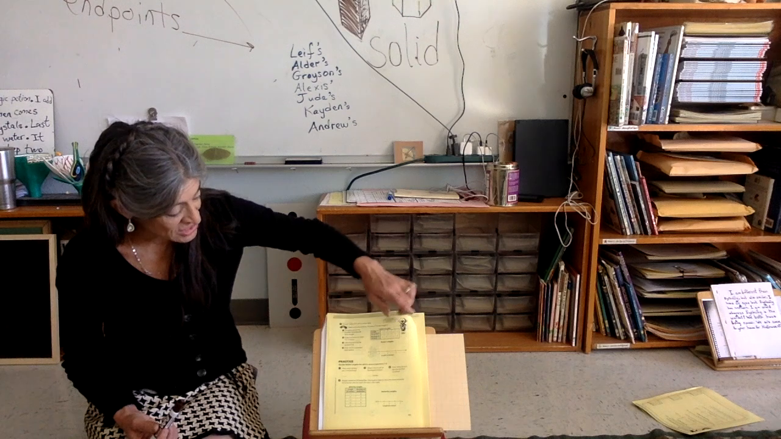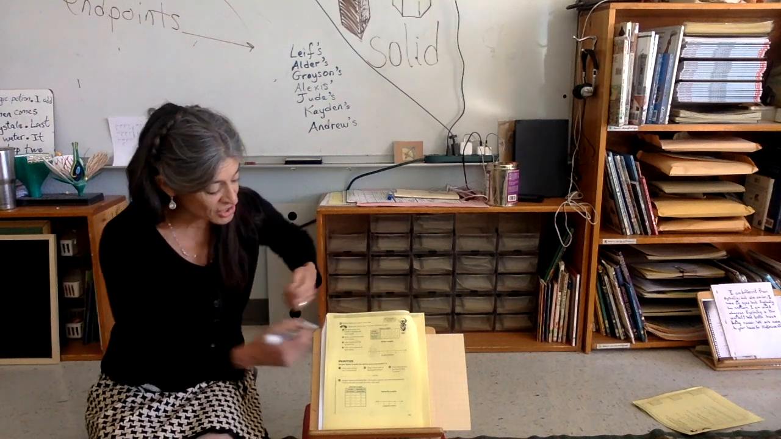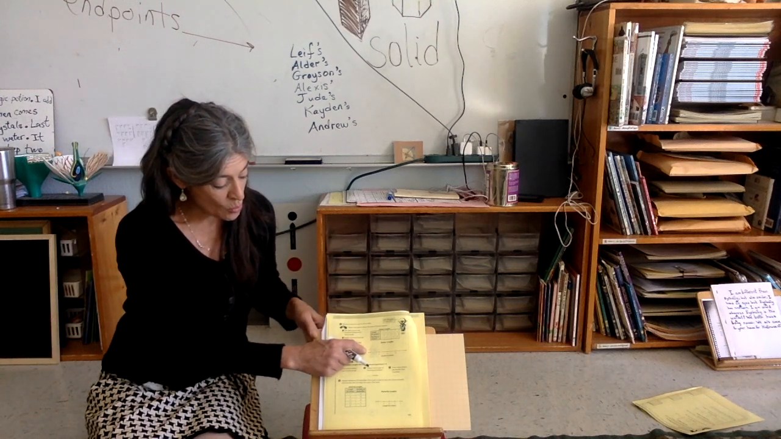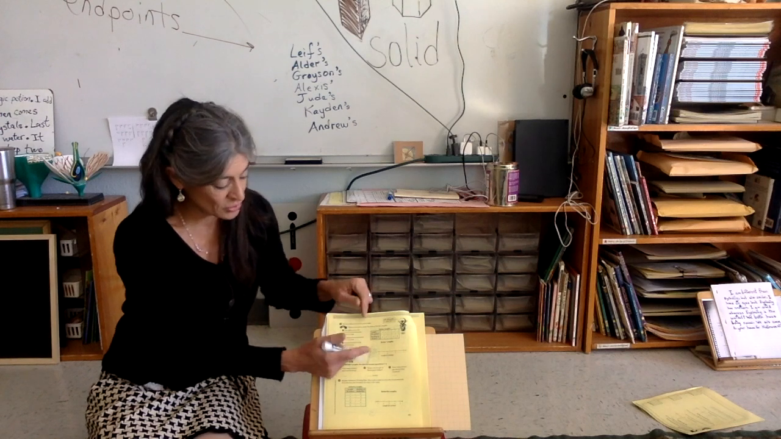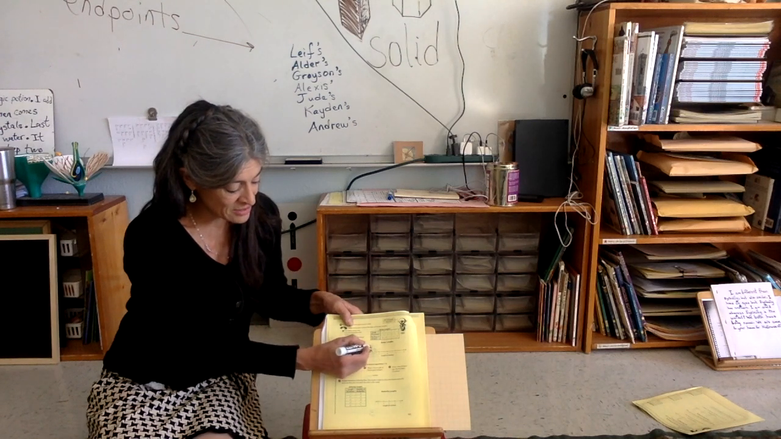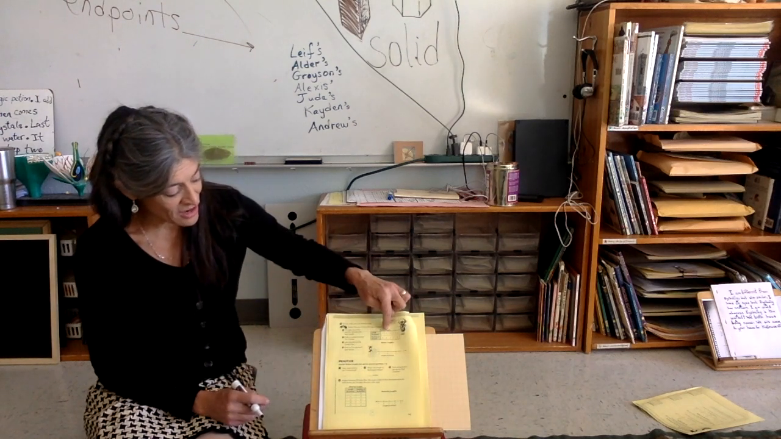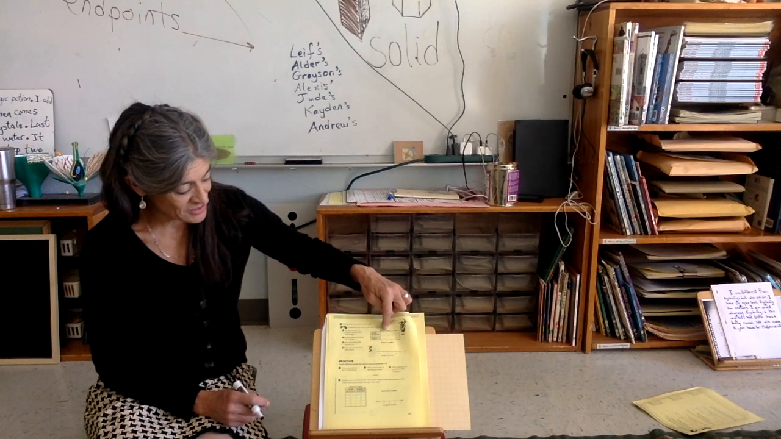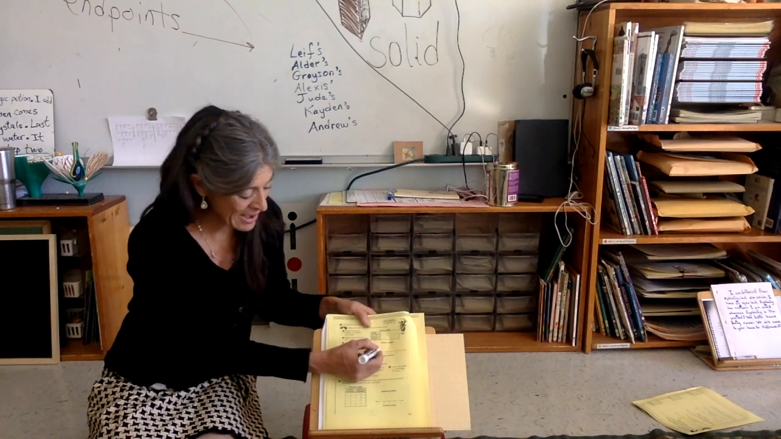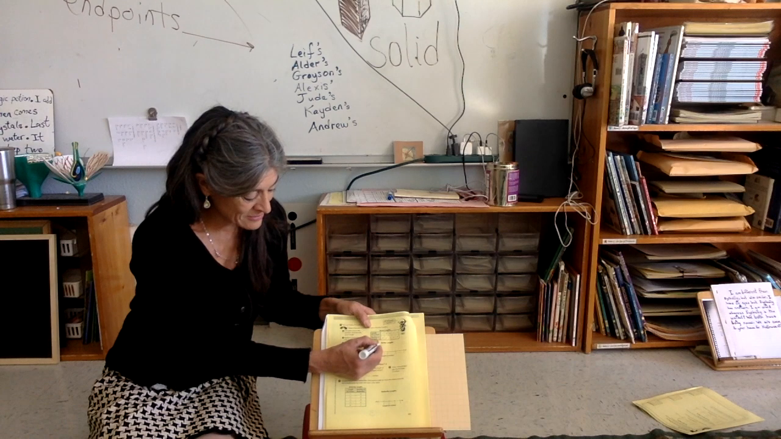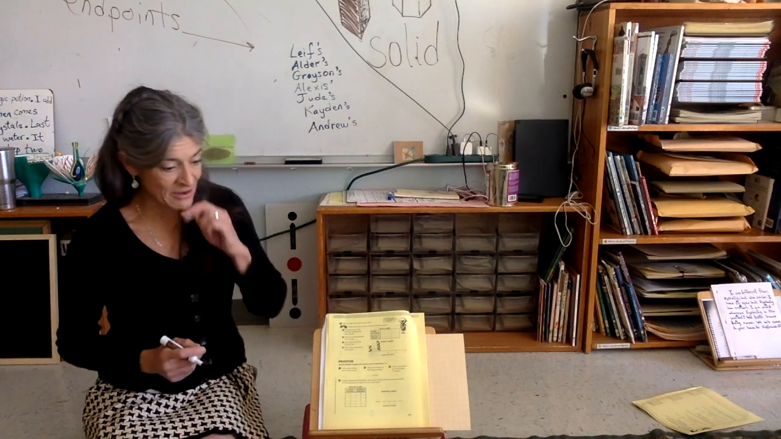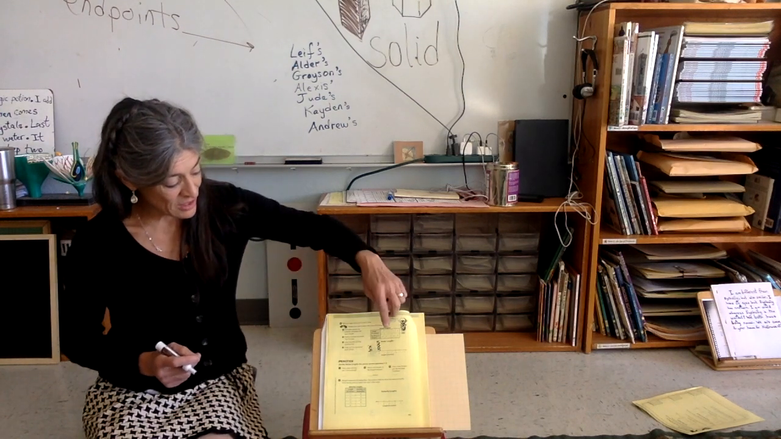Draw an X for each sticker. How many stickers are 1 inch? 2. Good job. 1, 2. How many stickers are 2 inches? 4. Wow, Caden. So you're going to make 4 X's above the 2.